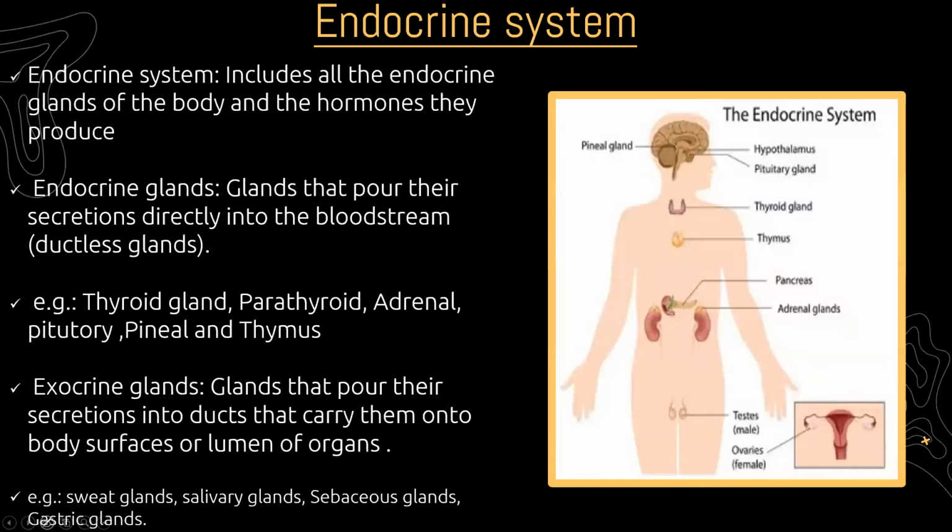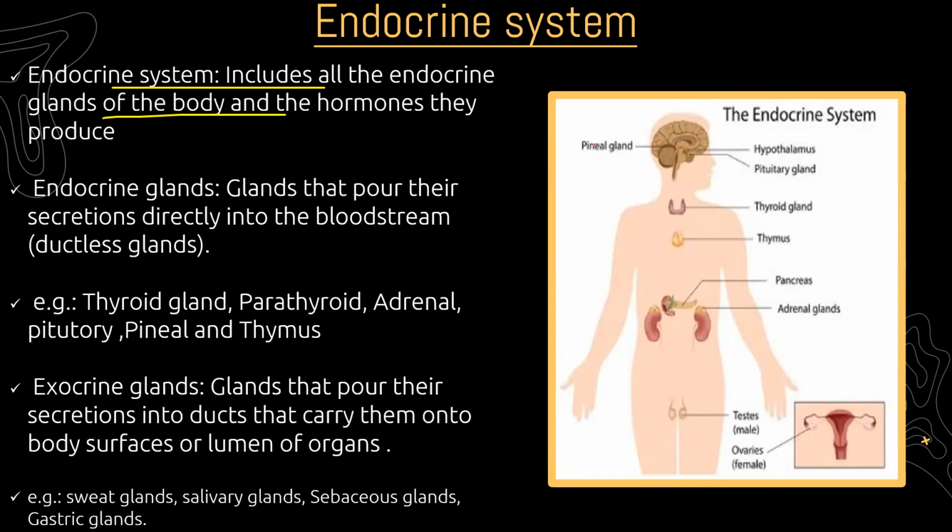Now listen. So what does the endocrine system consist of? The endocrine system consists of endocrine glands. And most of the people will think that the endocrine glands are restricted or situated at one particular place.